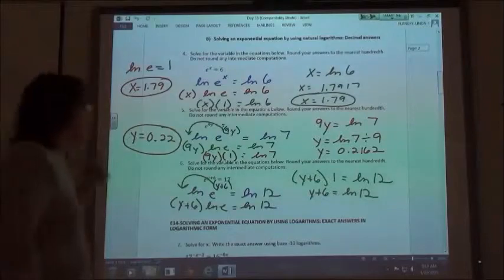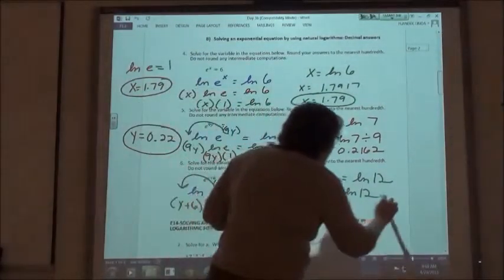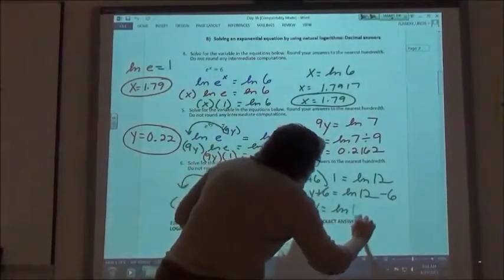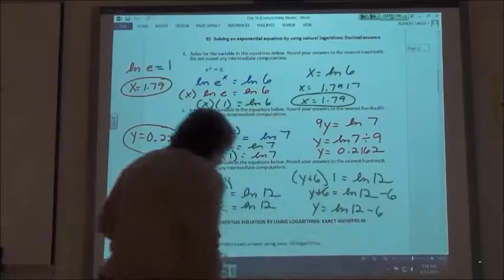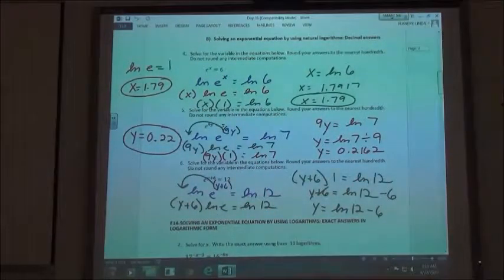You're going to move it by subtracting. Exactly. I'm going to subtract my 6. Good. So y is going to equal the natural log of 12 minus 6 on this problem. I'm trying to do the wrong problem. Natural log of 12 minus 6.